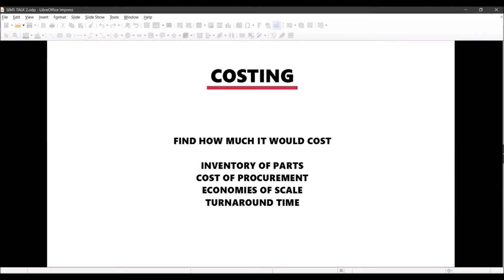And you will also look at turnaround time, in the sense of how much inventory you need to have so that you can make X number of products available in the marketplace, and how much time your suppliers take to supply these parts to you. Can it be done on a daily basis? Is it on a weekly basis? So that you don't run short of your raw material. So you calculate the turnaround time when you are doing the costing as well.